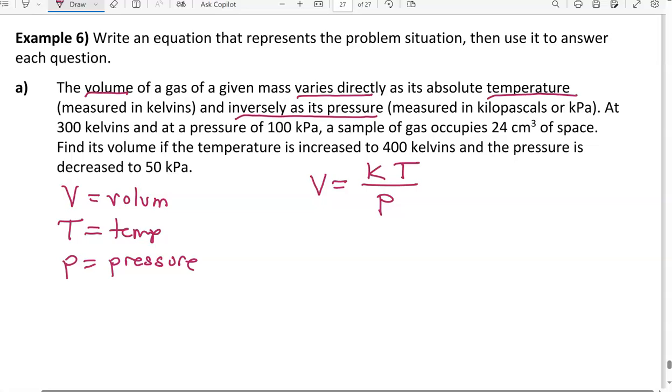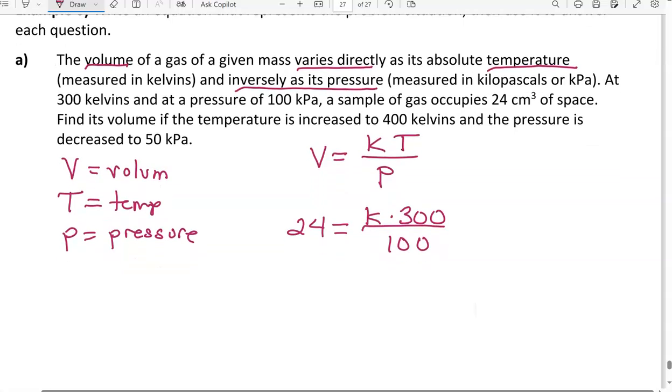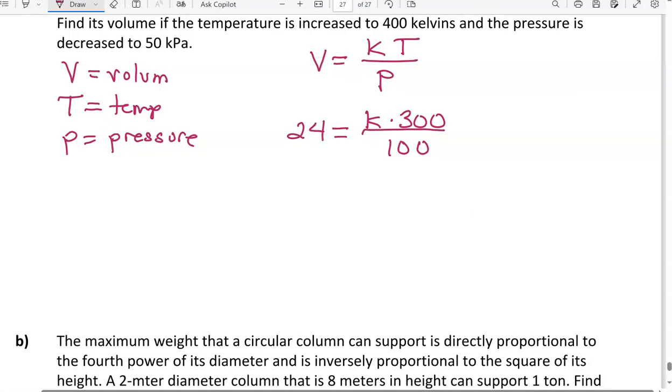All right, at 300 kelvins, that would be the absolute temperature. So I'm going to insert that into my equation here. And at a pressure of 100 kilopascals, so that's going to be our pressure. The sample gas occupies 24 cubic centimeters of space. So 24 cubic centimeters would be our volume. We're going to find the volume if the temperature is increased to 400 kelvins and the pressure is decreased to 50 kilopascals. So we've already got some information inserted into our equation.